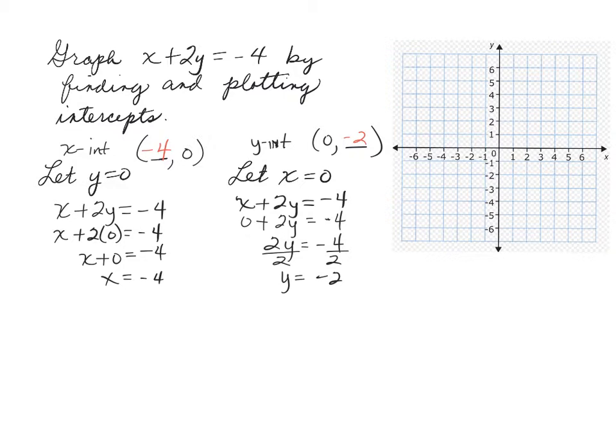So let's plot these points. -4 and 0 here. 0 and -2 here. Let me graph it. So here we have the graph of that line by plotting intercepts. Okay?